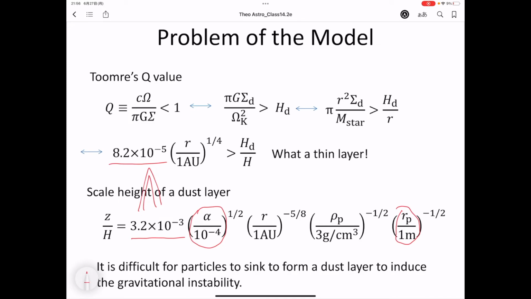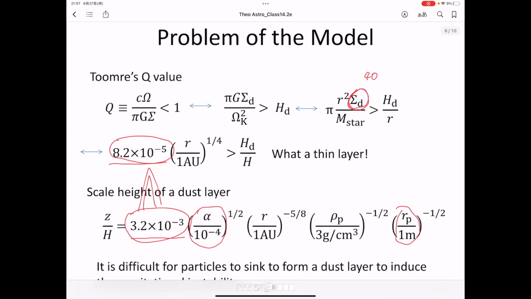But if you increase the surface density by a factor of 40, it might be possible to induce the gravitational instabilities. If you increase the surface density sigma, this 8.2 times 10 to the minus 5 increases to about 3.2 times 10 to the minus 3. But we need to increase the surface density of solid particles by 40 times.